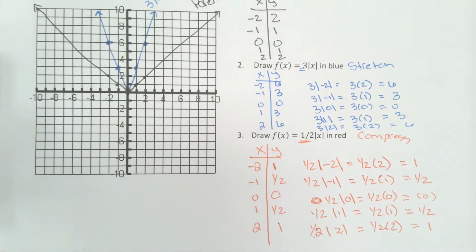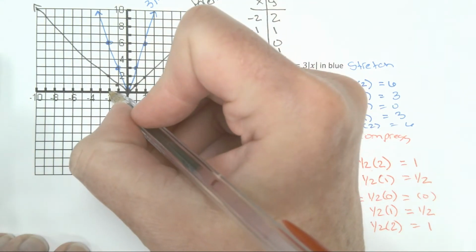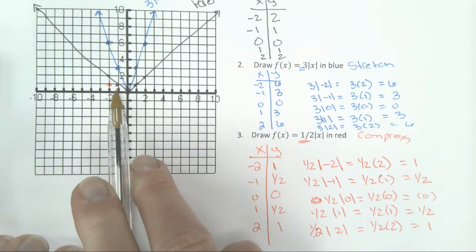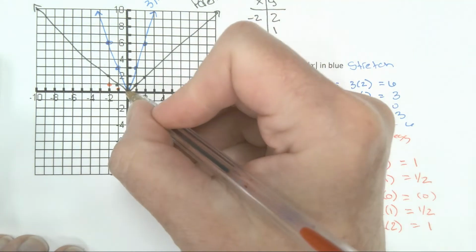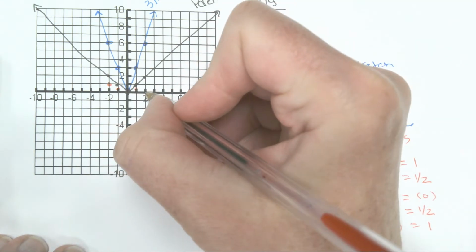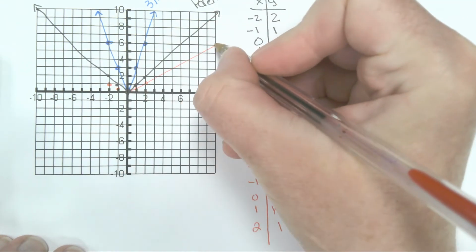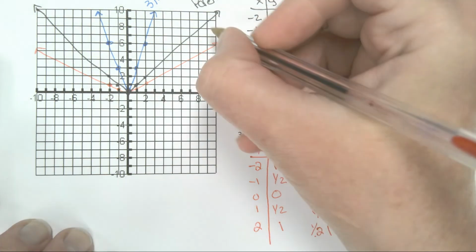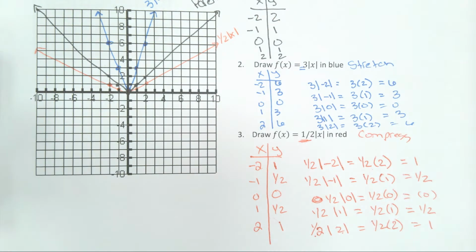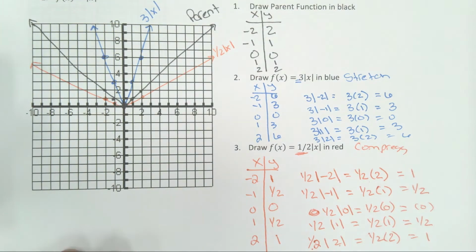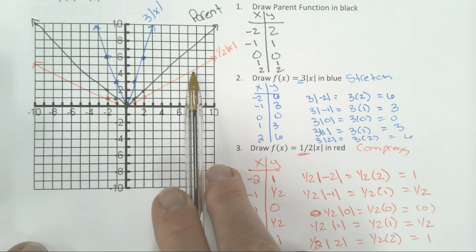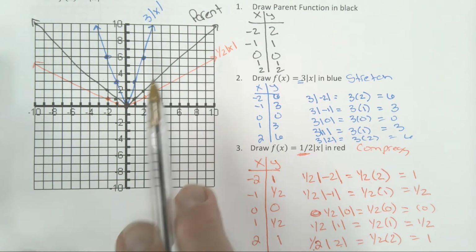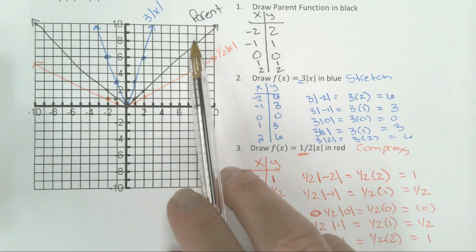So now I have these points that I can plot. So I have -2, 1, -1, a half. So we're just going to estimate somewhere between 0 and 1. I have my origin, 1, 1/2, and 2, 1. So this is what 1/2 times the absolute value of x looks like. So now you can see that when I say that it is compressed, it means that it's smashed down and it is more flat than your normal parent.